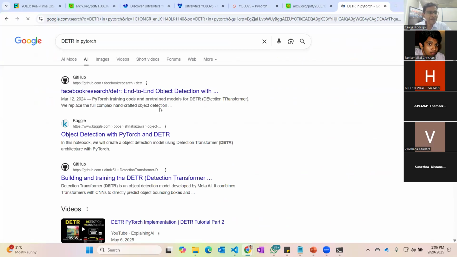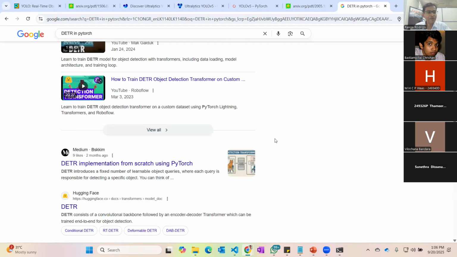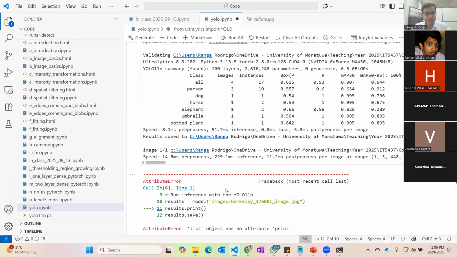I'm sure that you can use transformers for object detection also. That's known to be a good object detector, and it is available in Hugging Face as well. So that's all I want to talk about object detection.